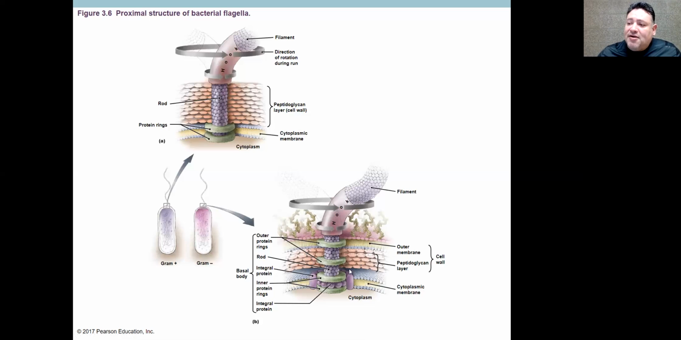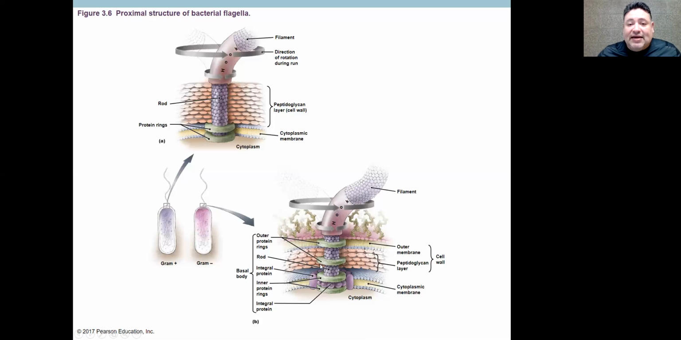Why does this matter? It matters because the proton gradient that's necessary to drive this basal body, this engine, can only be accumulated in an environment that has a plasma membrane. So notice that in the gram-positive organism, there's two protein rings. If you can imagine, these are the turbines that are being turned, and they can only be where the cytoplasmic membrane is at. In contrast, in the gram-negative microorganism, because it has not one but two membranes, there's not one but two sets of rings. One with a cytoplasmic membrane inside, and one with the outer membrane on the outside.